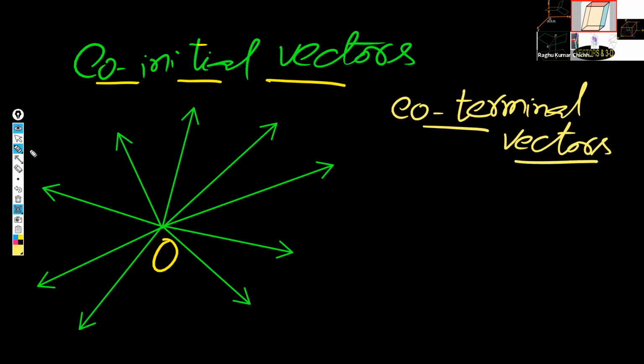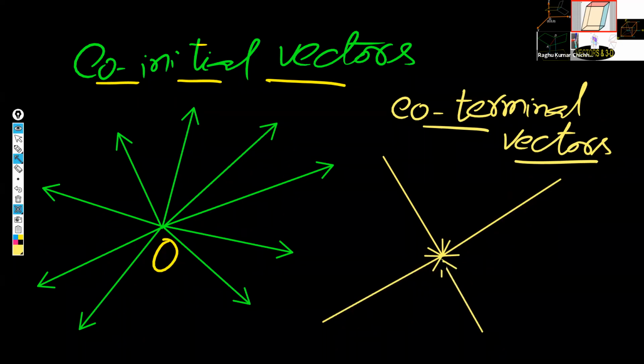What are the co-terminal vectors, please? All the terminal points will be coincided. These are called co-terminal vectors. Okay.